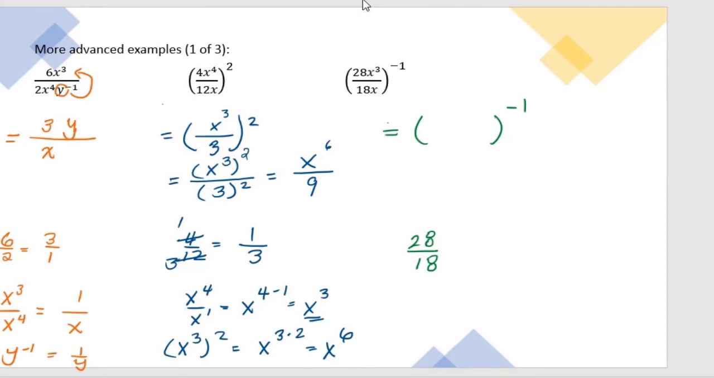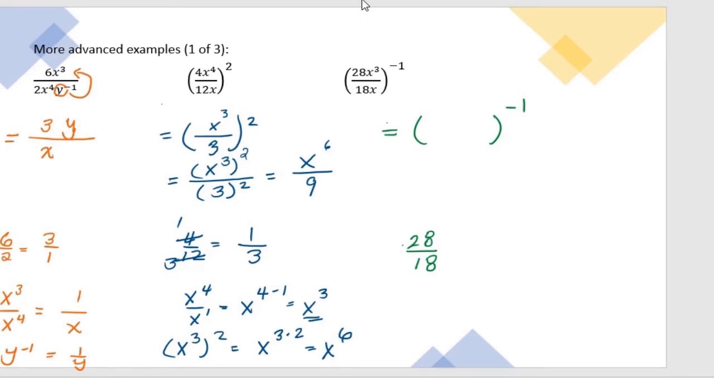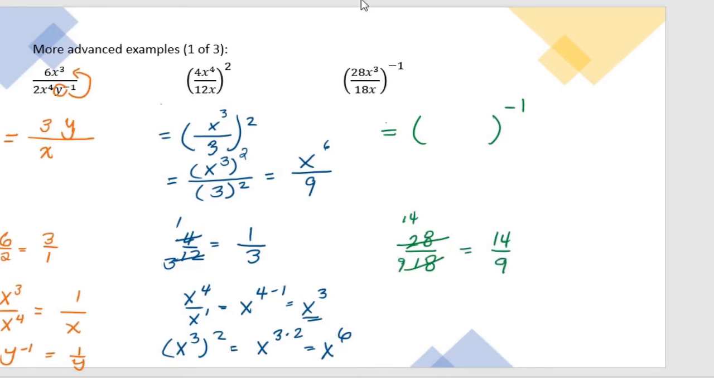But what factor goes into both 28 and 18? 18 is divisible by 9. Going to have to stop, but I notice that they're both even numbers. And the largest number that goes into both is 2. 28 divided by 2 is 14. 18 divided by 2 is 9. So we have left 14 over 9.